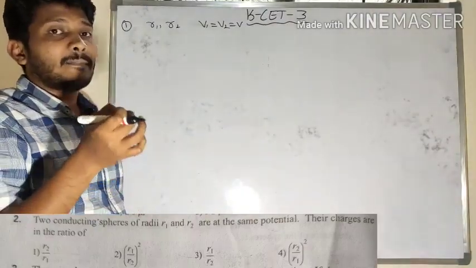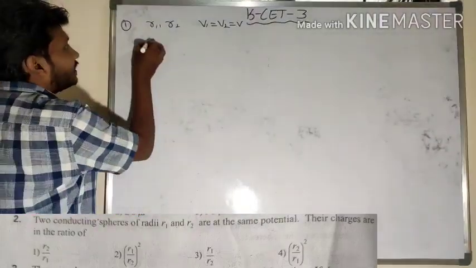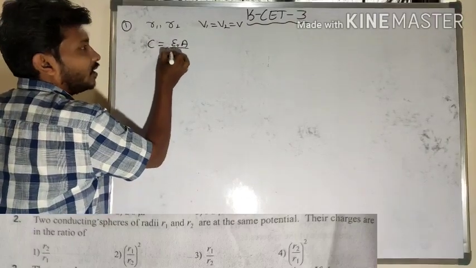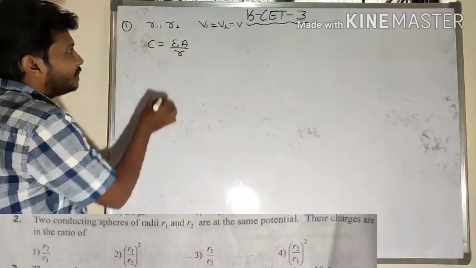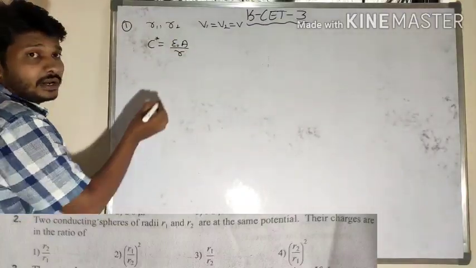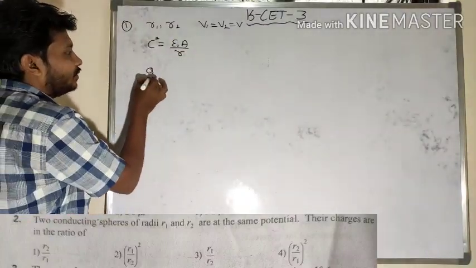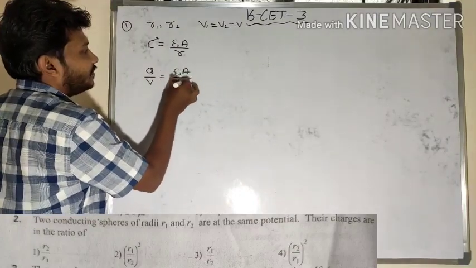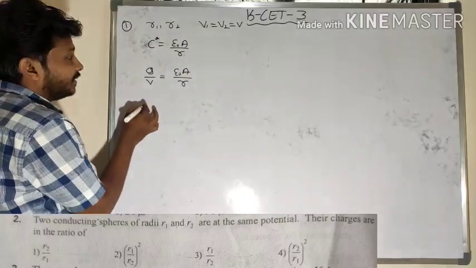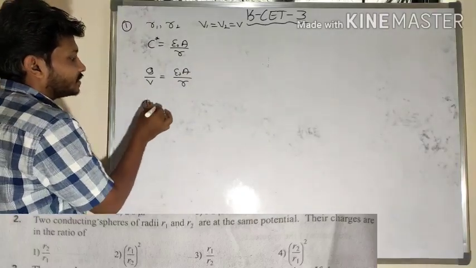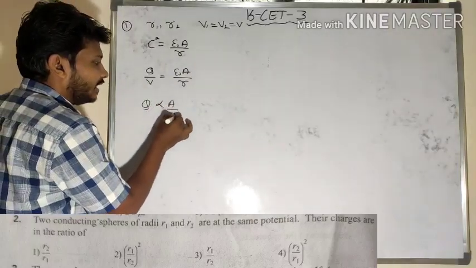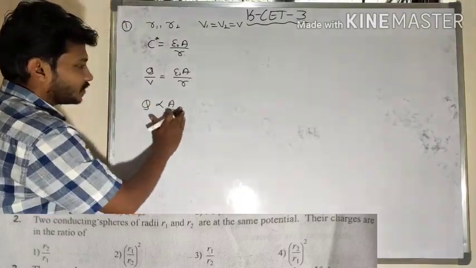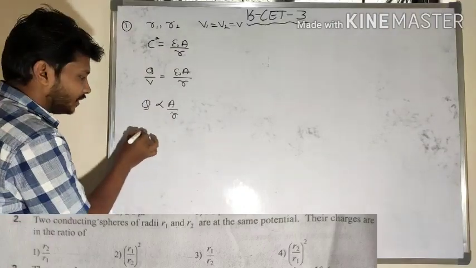I will consider the capacitance of a parallel plate capacitor. What is the connecting formula? C is equal to epsilon naught A divided by d. Shall I write C as Q by V? Q by V is equal to epsilon naught A divided by d. The potential is the same, so Q is proportional to A by r, where A is nothing but pi r square.